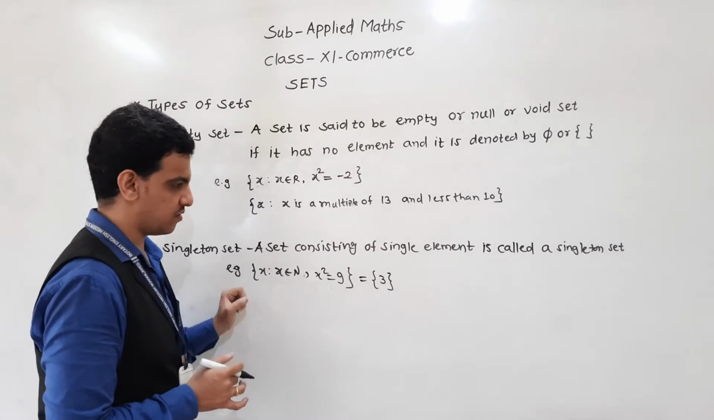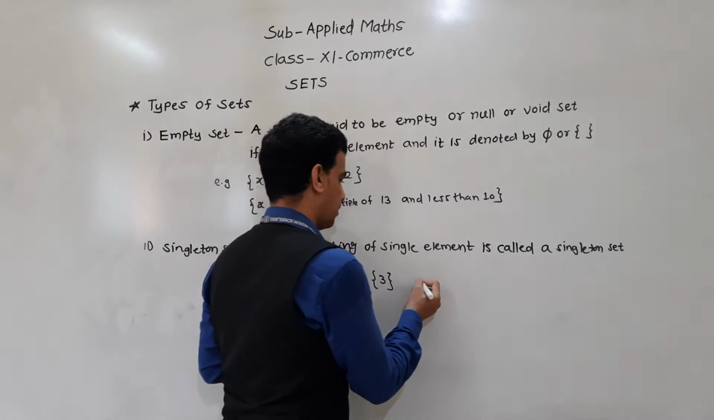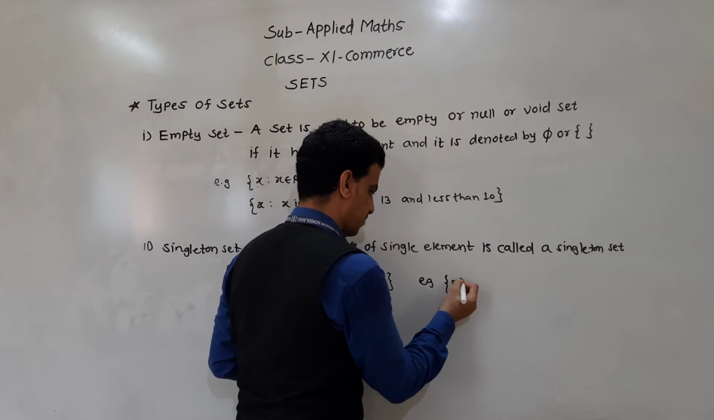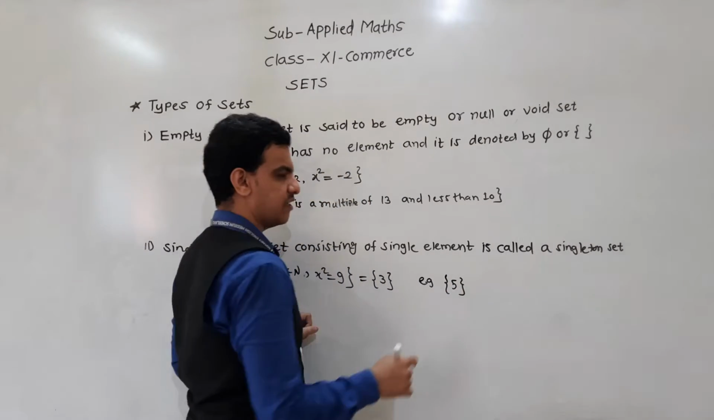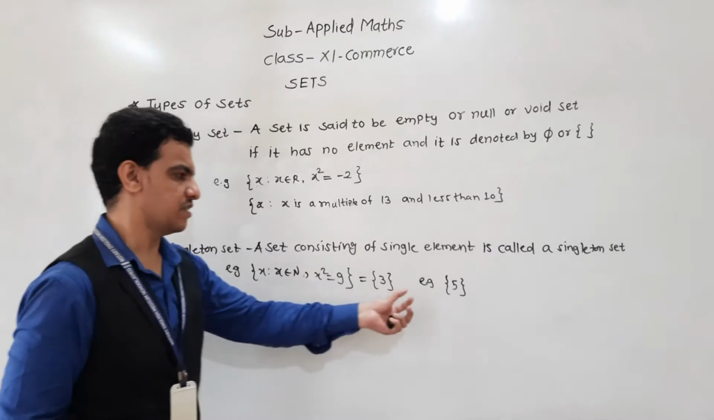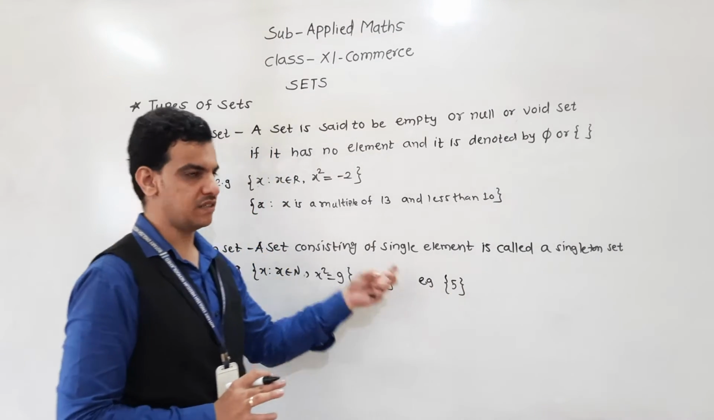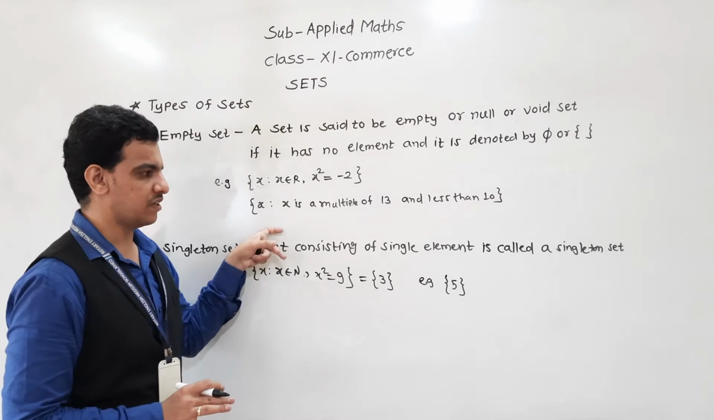Understand this? Or for example, we can write this set, which contains only 5, then this is called a singleton set. Understand these two sets. Now we will take the next point.